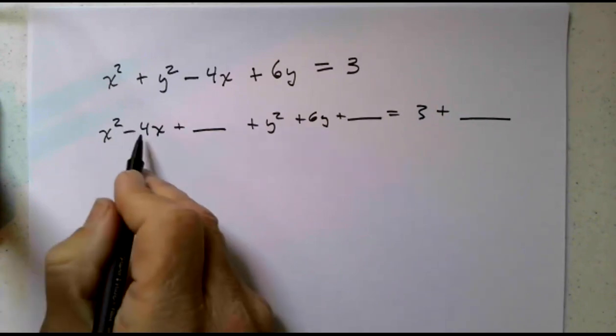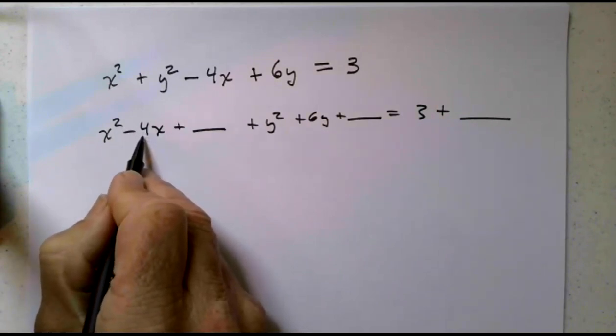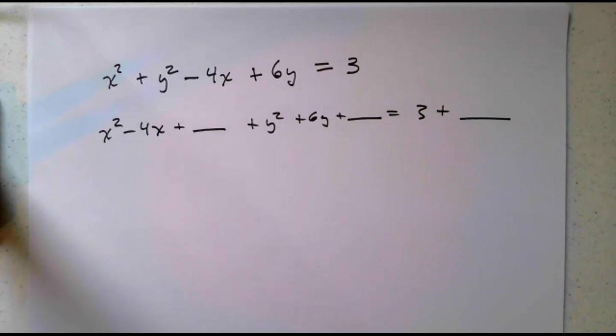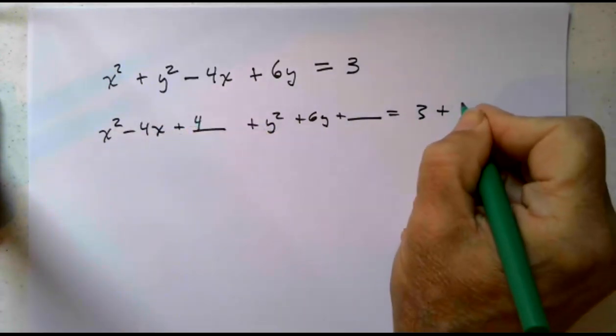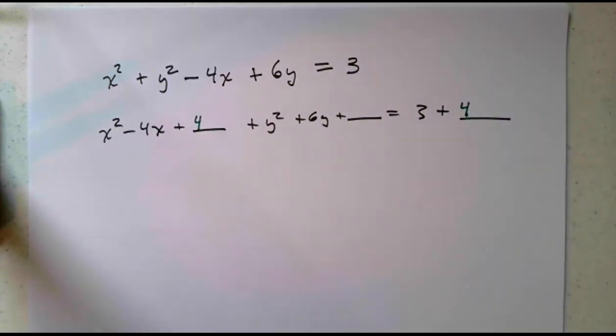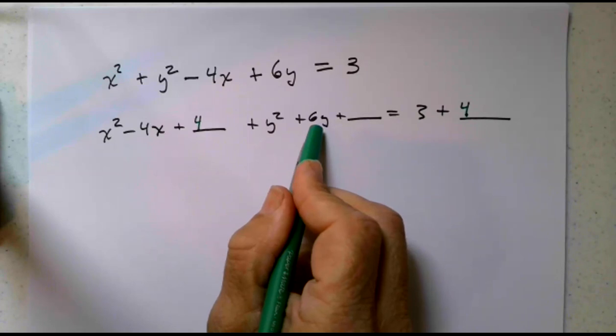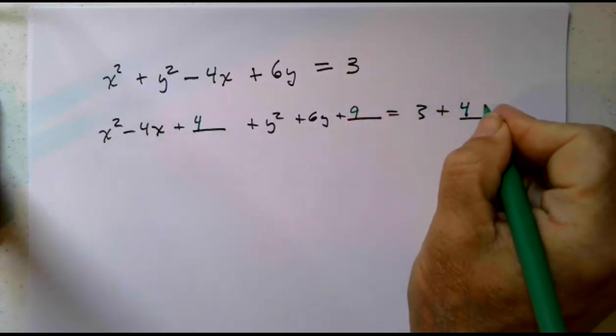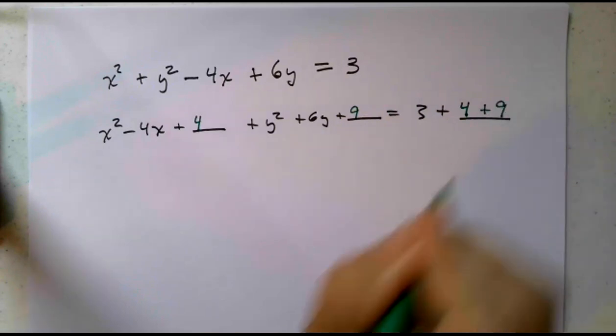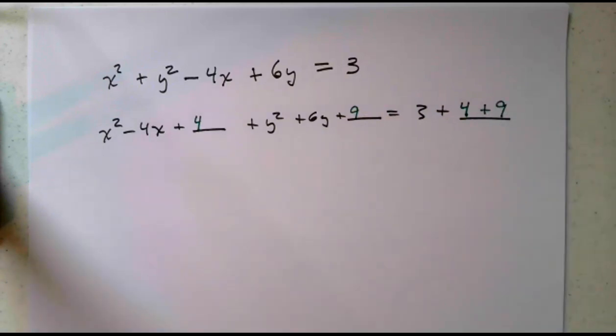So if you recall the process, half of 4 is 2. 2 squared is 4. So I add 4 to this thing to complete this square, but then I've got to add 4 over there to keep the equation balanced. Similarly, half of 6 is 3. 3 squared is 9. Add 9 here, and then add 9 here to keep the equation balanced.